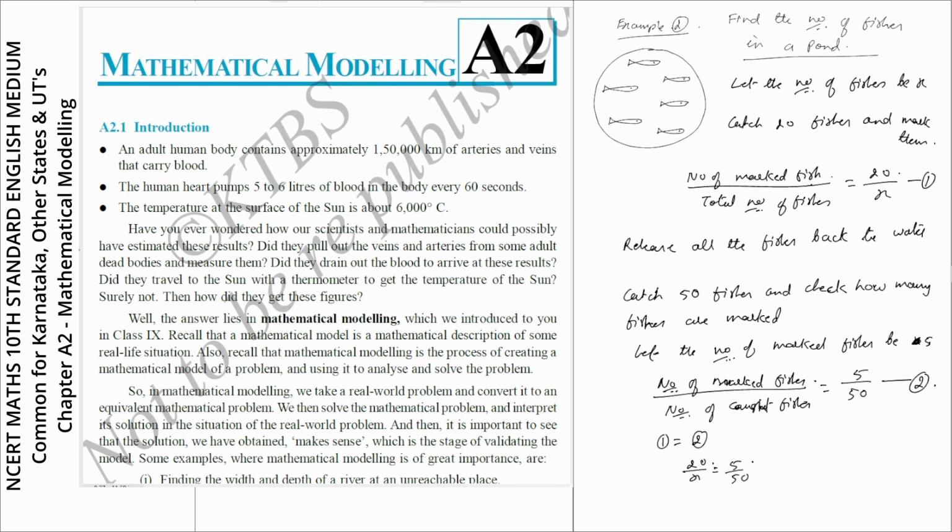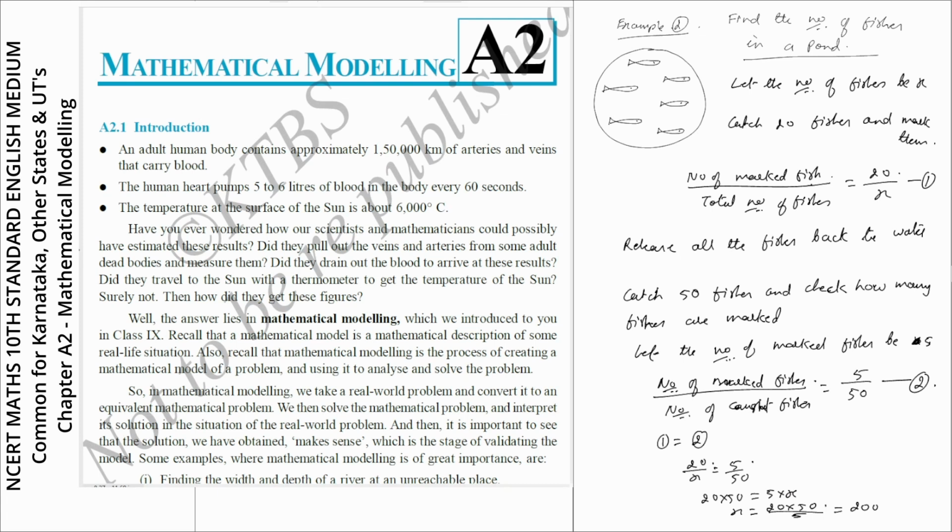Now if I cross multiply, I'll get 20 into 50 is equal to 5 into x, or x is equal to 20 into 50 by 5. Now 5 1s are 5, 5 10s are 10. 10 into 20 is 200. So actually in this pond there will be 200 fishes.